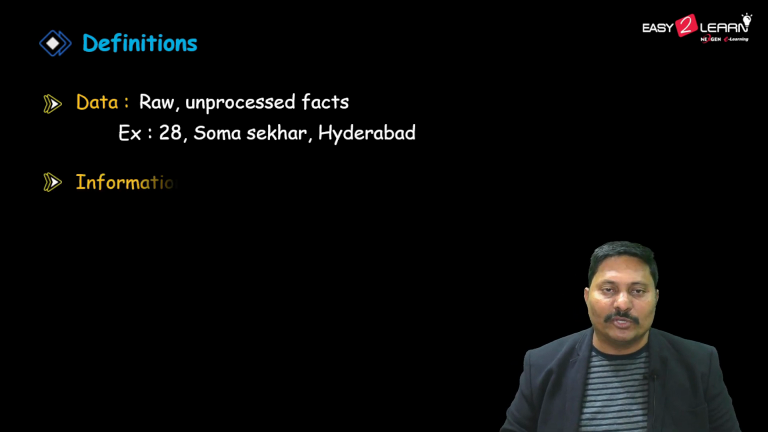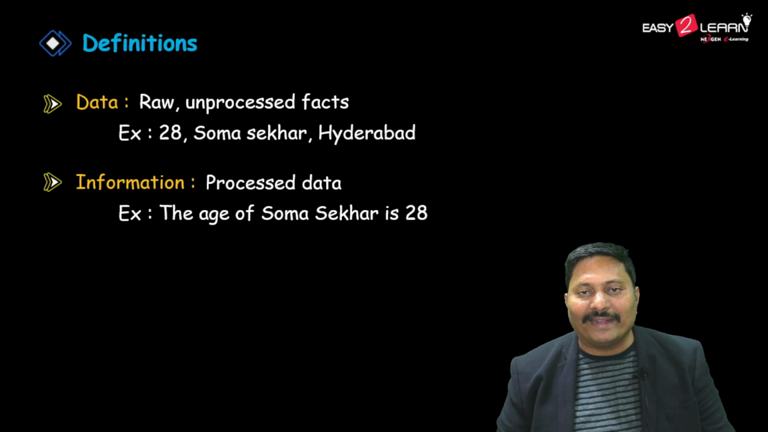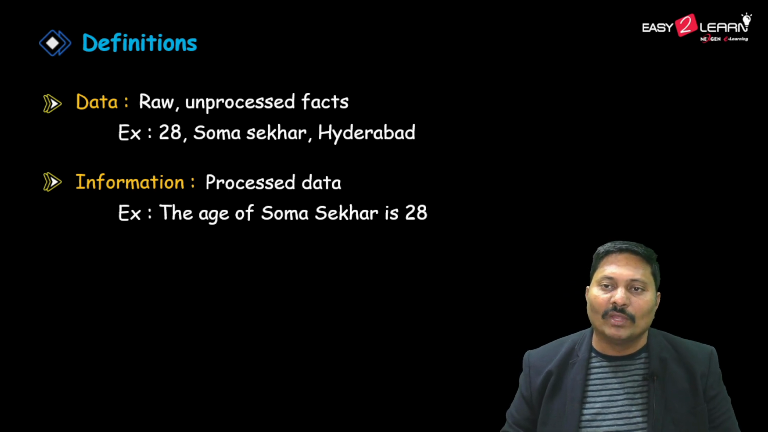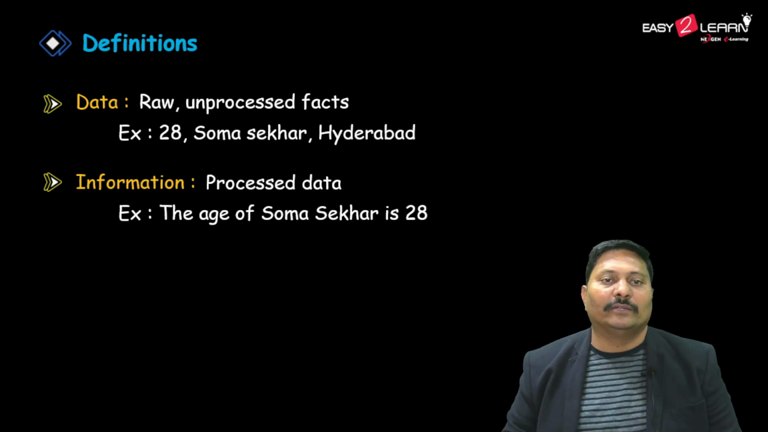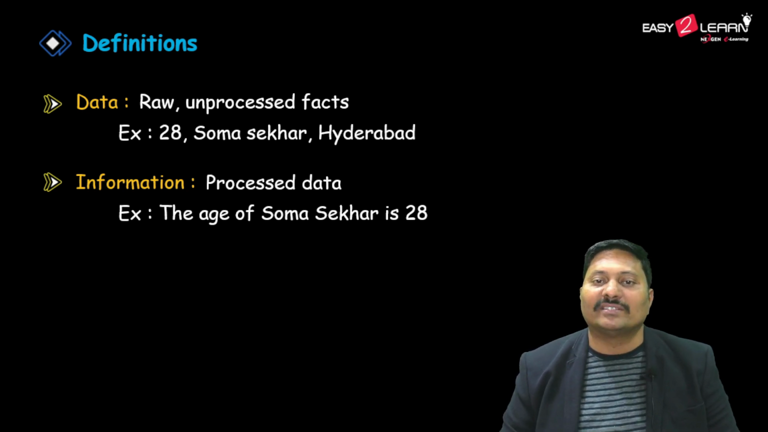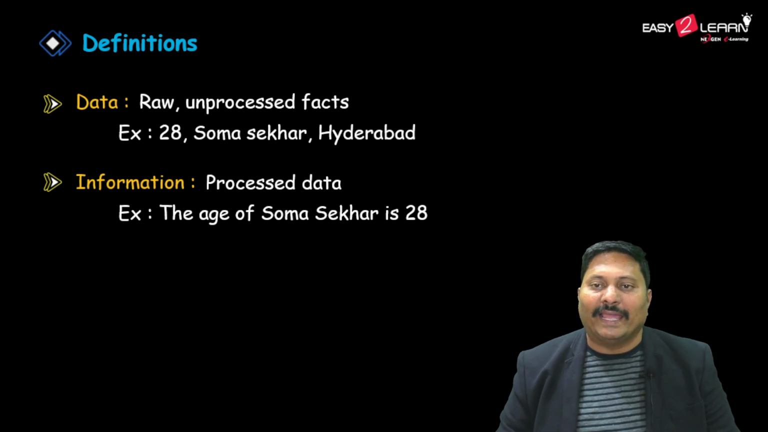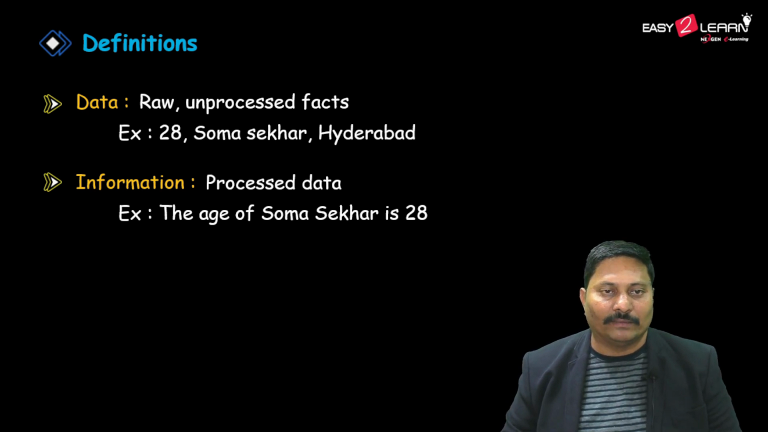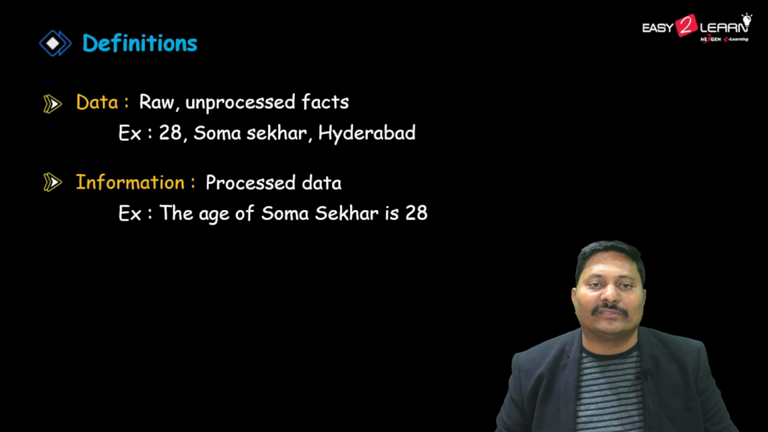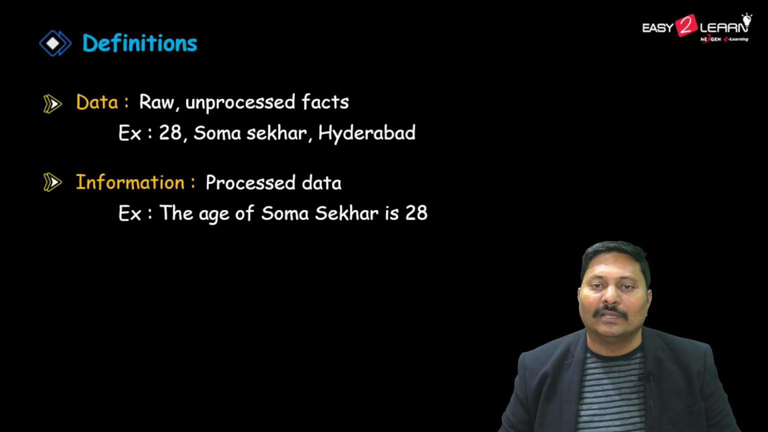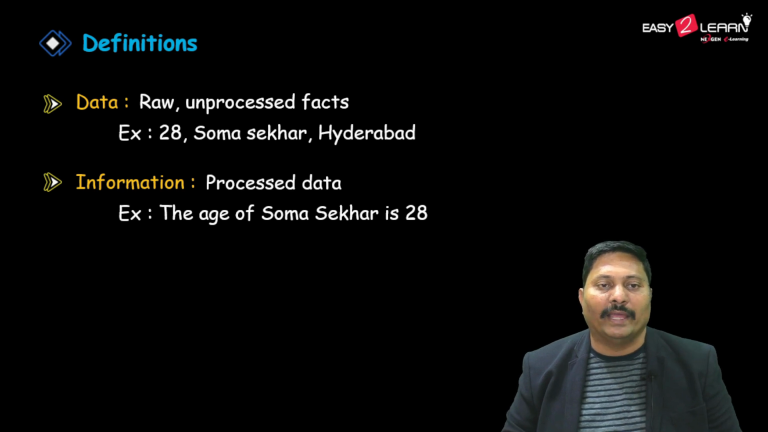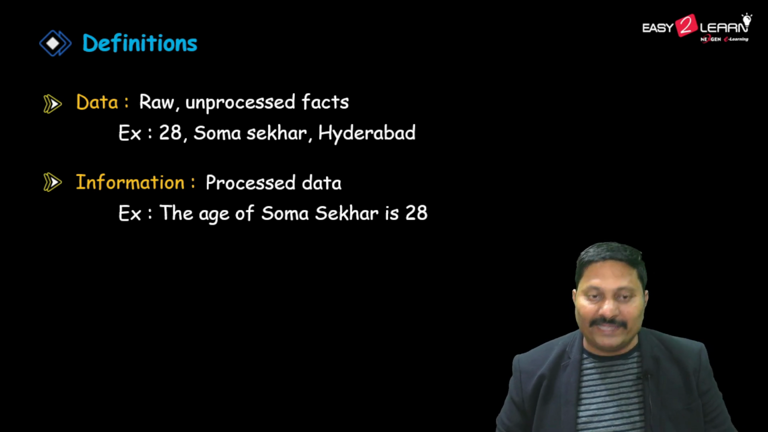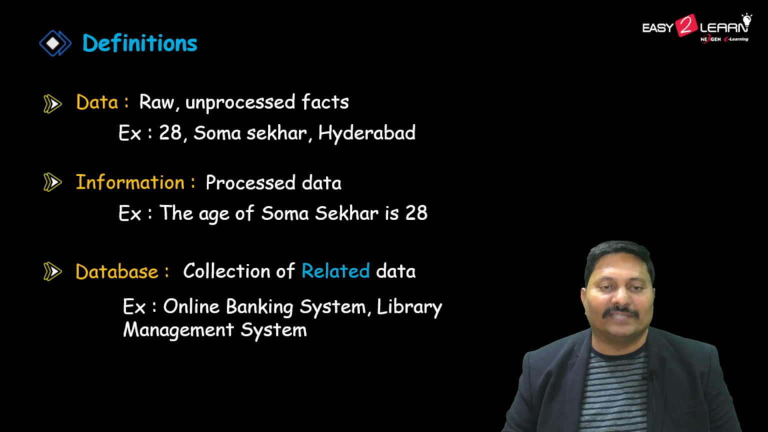Next, what is information? These unprocessed facts are otherwise called data. When they are processed to make a meaningful context, then that is called information. Or in other words, I can say it is processed data. For example, the age of Somsekhar is 28. So here I take raw facts or the unprocessed facts, process them to make a meaningful context, and that is called information.